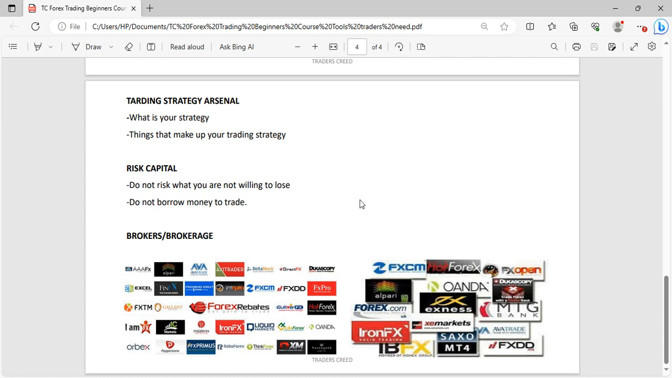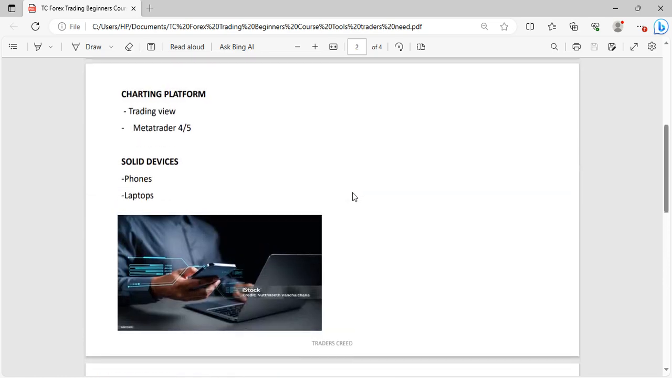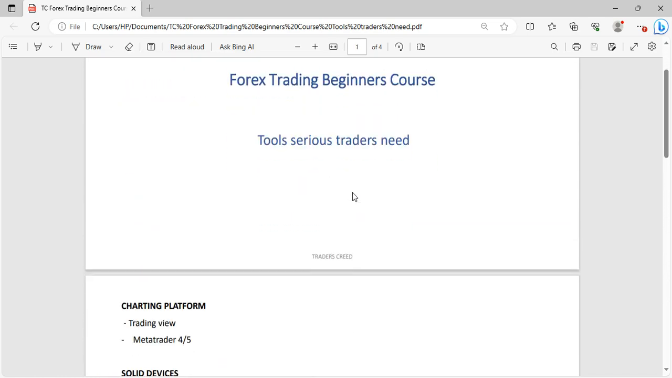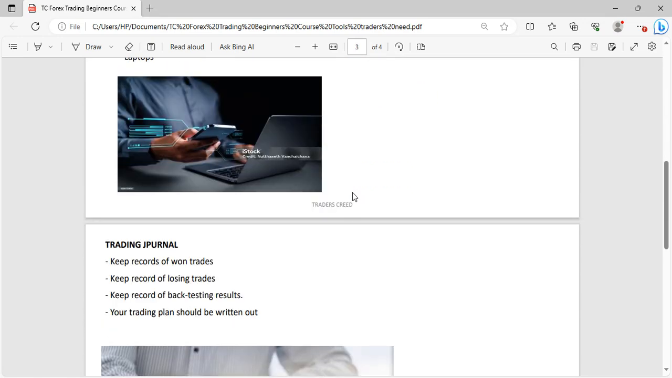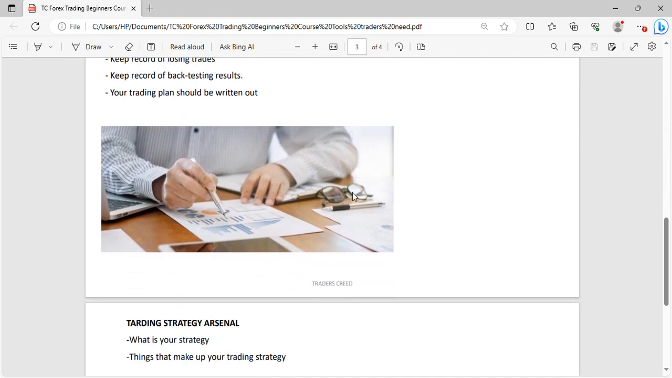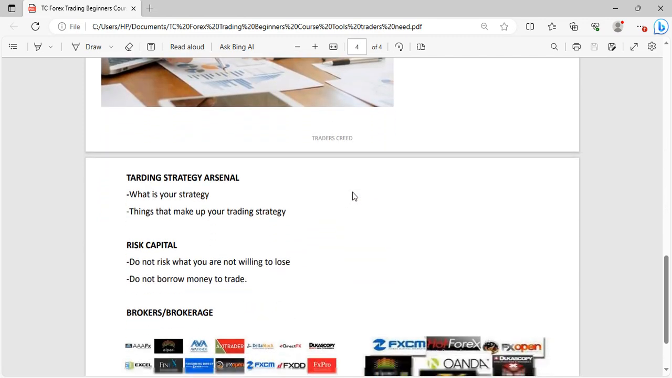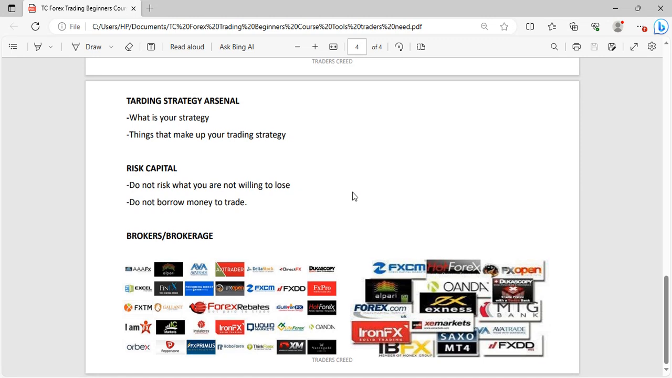So basically, this is the summary of basic things traders need. I just wanted to drop this with you guys so you can read about them or whatever. But we'll be diving deep into this in the coming days, coming weeks, and probably coming months.